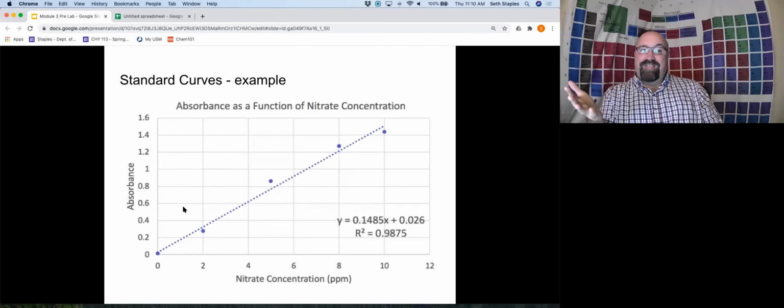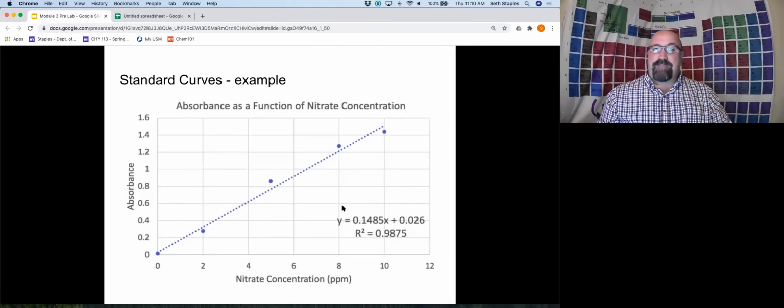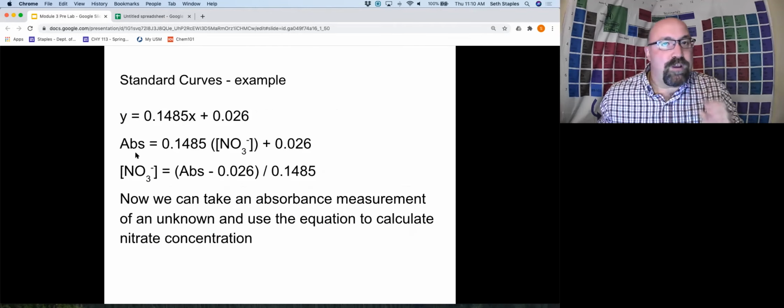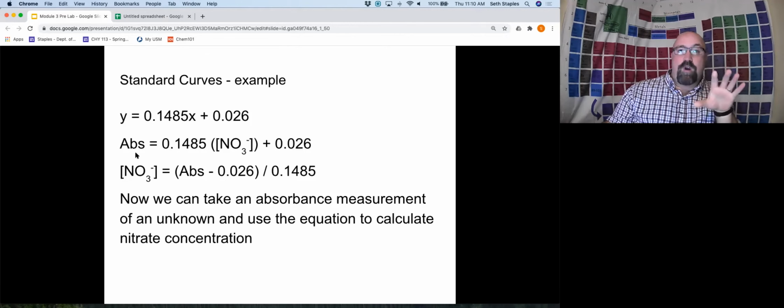You're going to create this graph so that you can then establish your relationship between absorbance and nitrate concentration, so that you can then develop your own equation based on your results, your own equation that relates nitrate concentration to absorbance. You will then find the absorbance values of the Green River sample sites, plug those absorbance values in here, and find your nitrate concentrations.